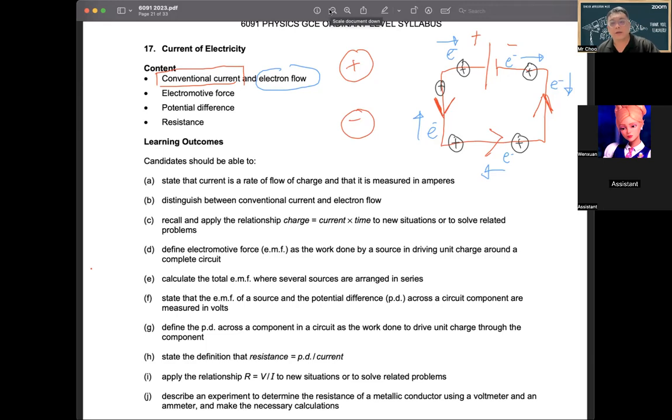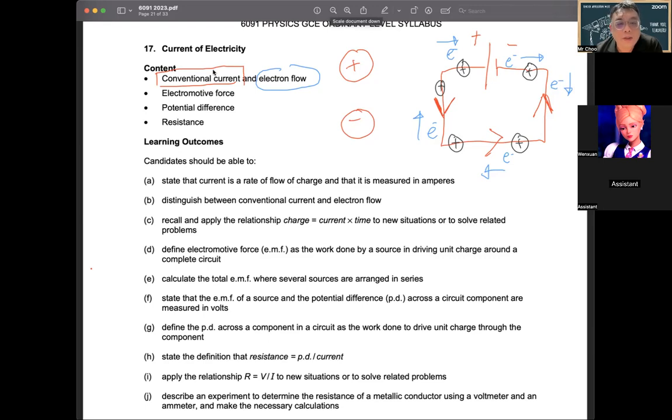Haven't yet. Okay, so I have differentiated the difference between conventional current and electron flow. Basically, everything that we do is based on conventional current, but in reality, that's how the electron actually flows. So you don't need to deal with electron flow most of the time. All your calculations and drawings are based on conventional current. Clear so far? Okay, next.